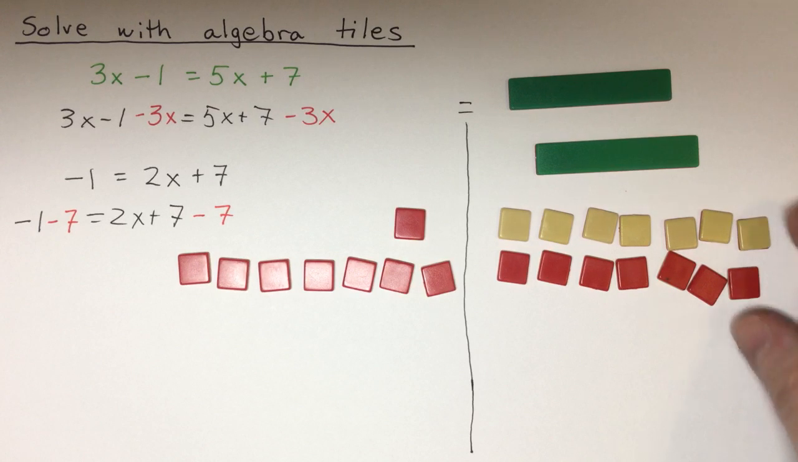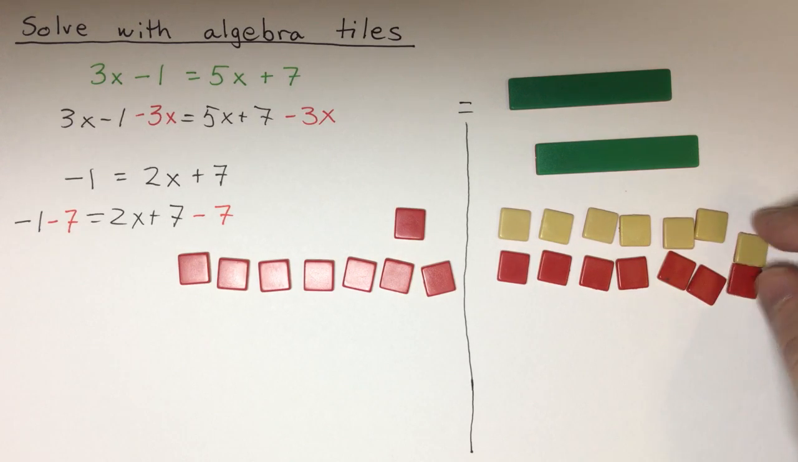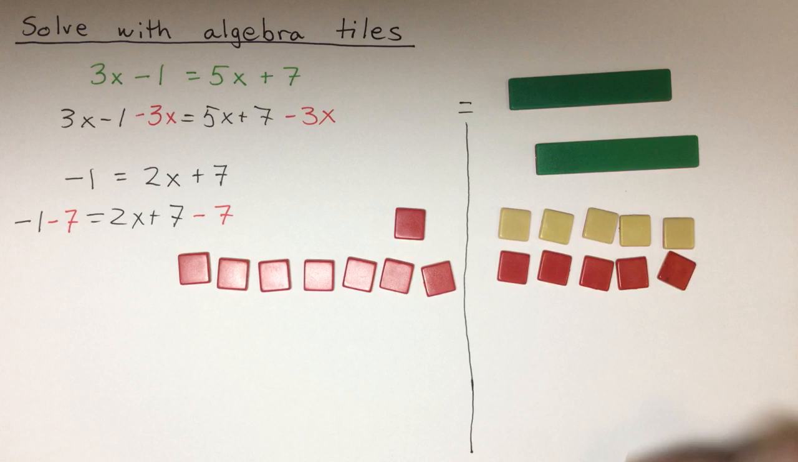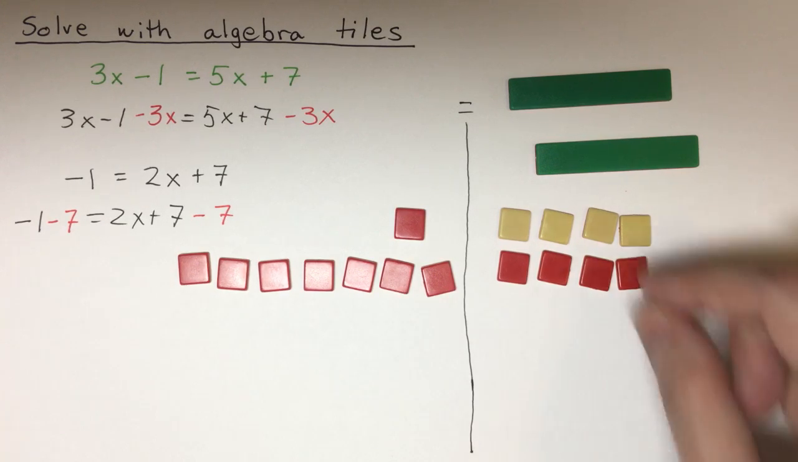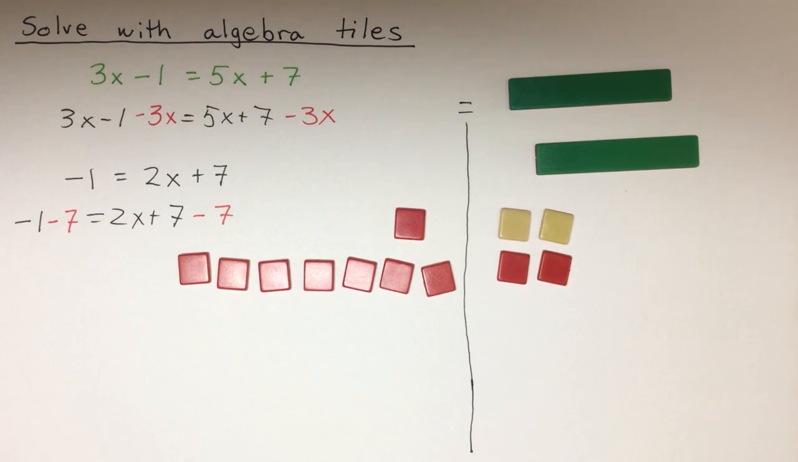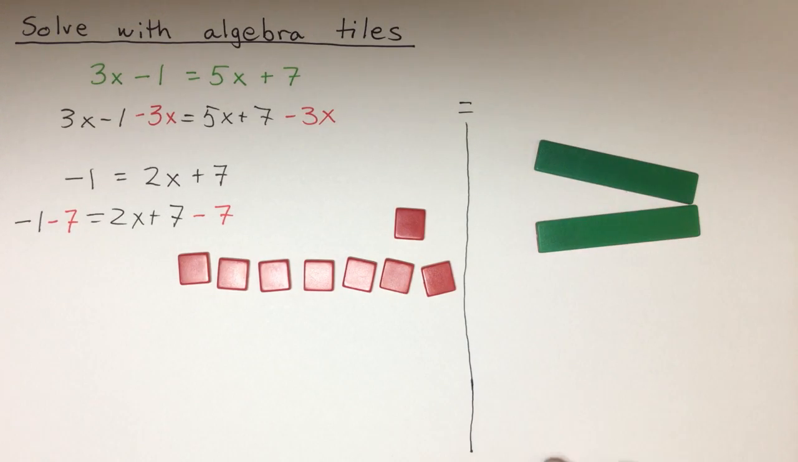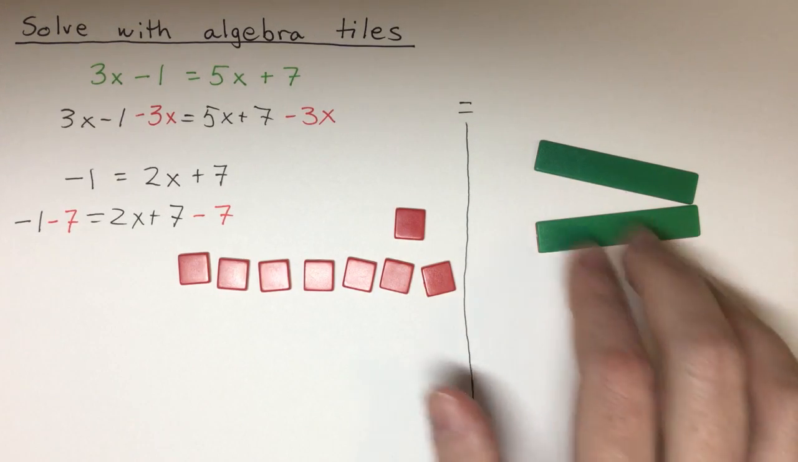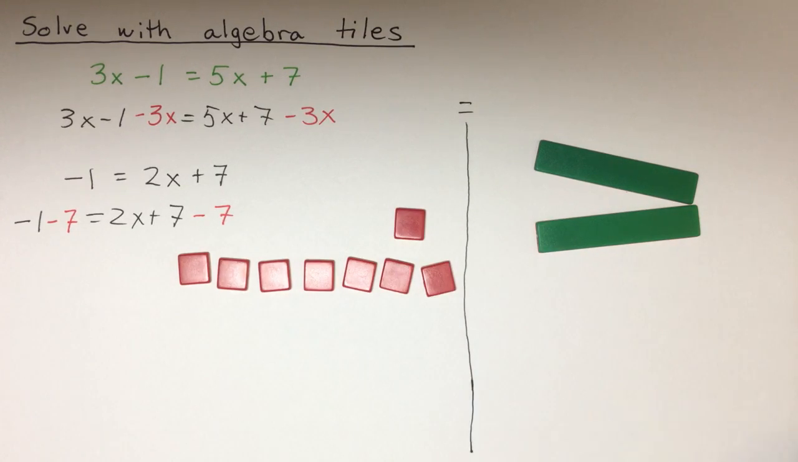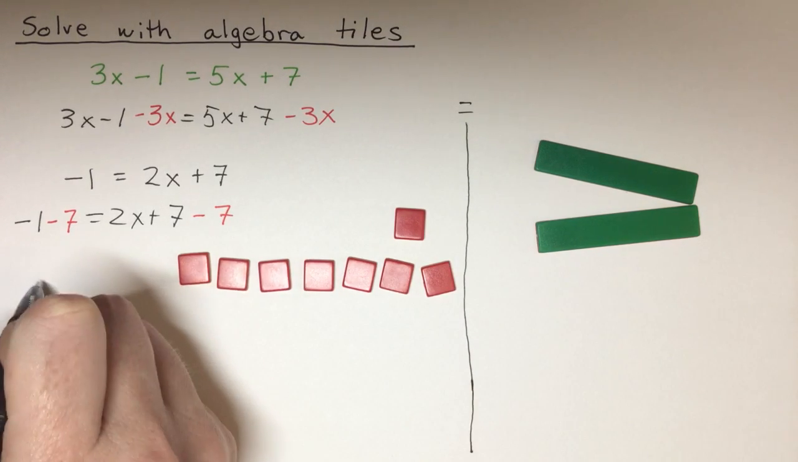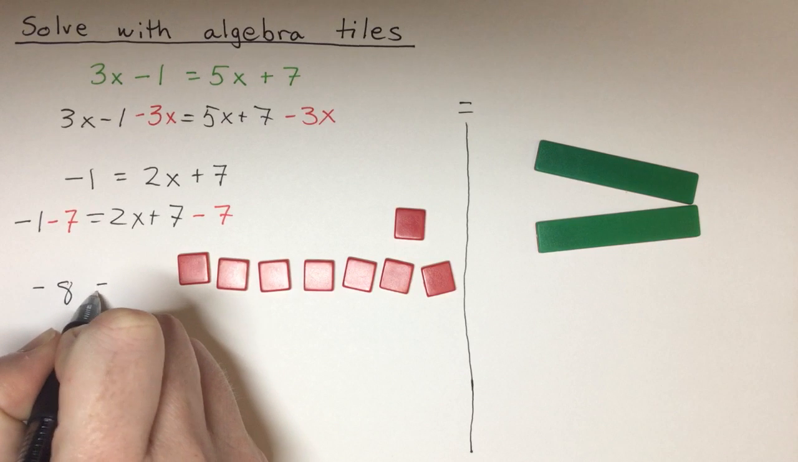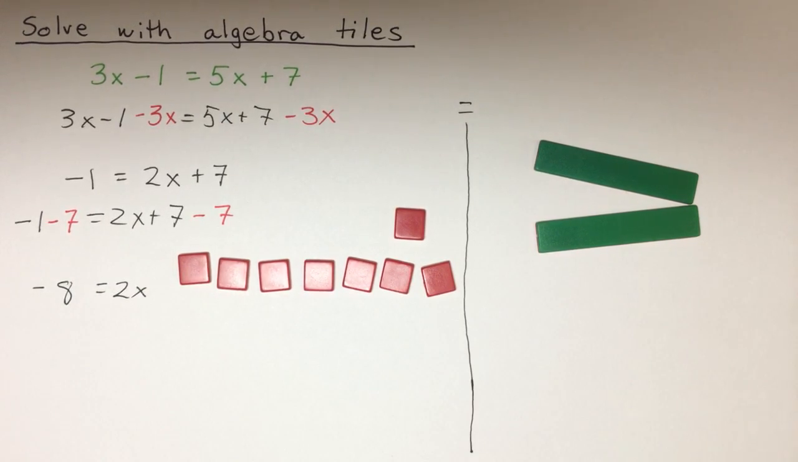Now on the right, again, a positive and a negative zero out. So each of these opposite signs is 0. And I can just remove those. So now what I'm left with, I don't have any units. I've got all my variables on one side, all my units to the other. I have negative 8 is 2x.